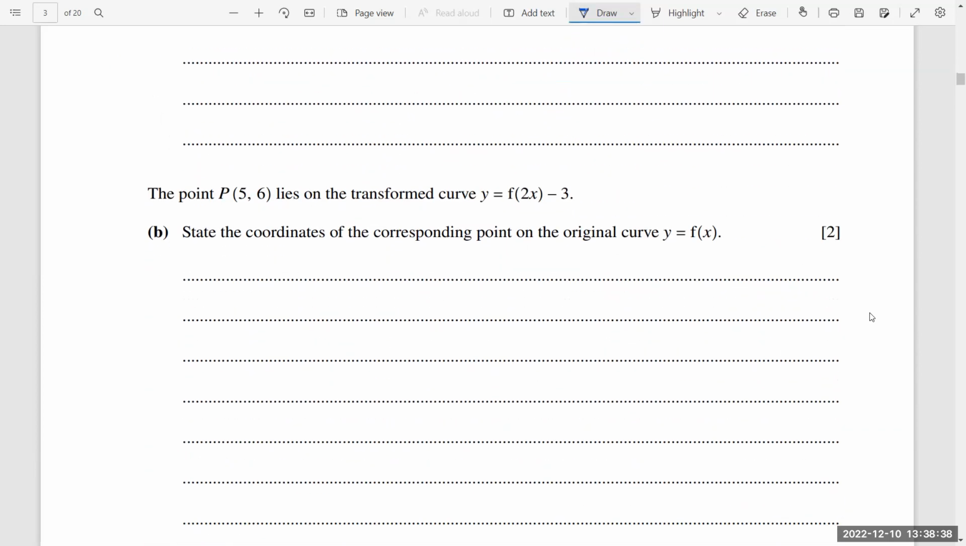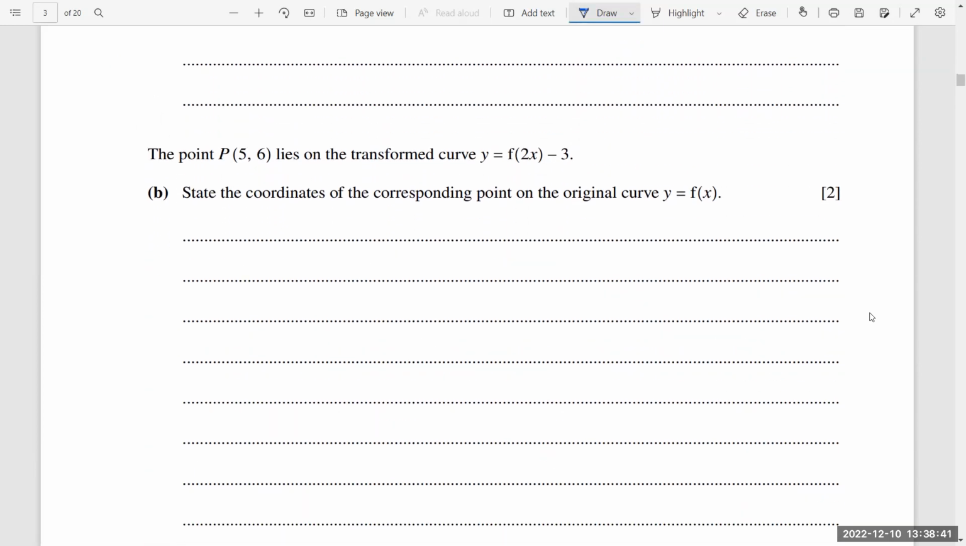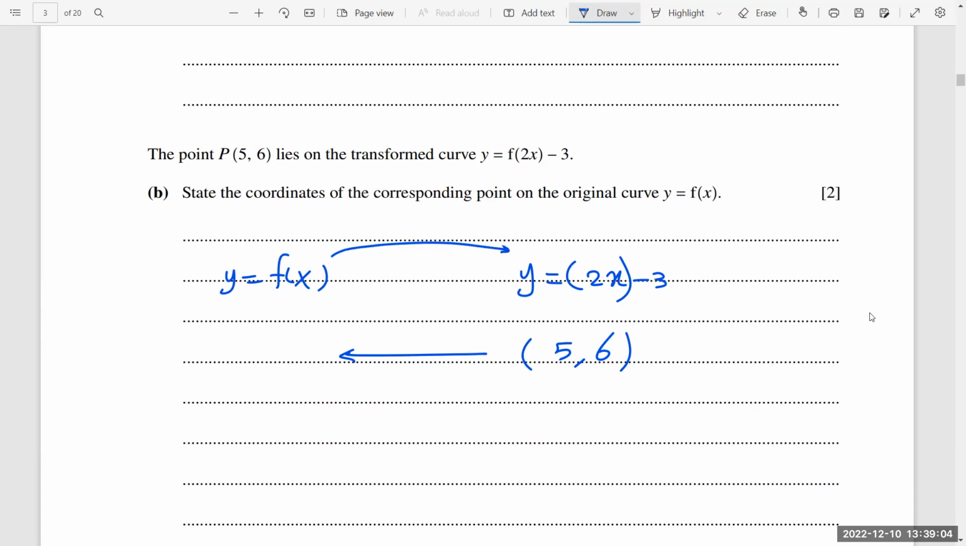The point 5 and 6 lies on the transformed curve y equals f of 2x minus 3. I want the corresponding point on the function y equals f of x. From this function to this function, the x is multiplied by 2, so divided by 2. The x is divided by 2 and the y will be subtracted by 3. We do the opposite now.